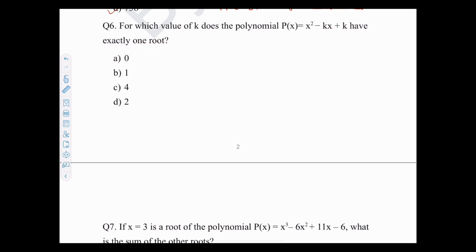So we have to find out the value of k for which this polynomial is going to have exactly one root. So how do we find out the root? And this is a quadratic polynomial, so we already know the formula. So let's write down our quadratic formula.